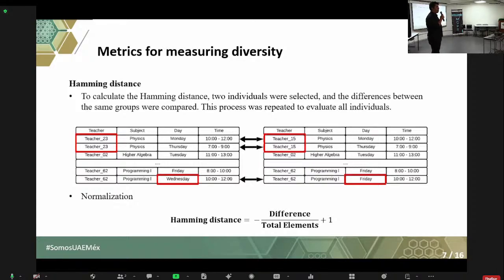But to use that metric, I need to normalize. For that, I divide the number of differences by the total number of elements existing in the individuals. But if you only do that, you obtain the normalized difference. For that, convert it by negating and adding one, and that gives the result as the similarity between the individuals.